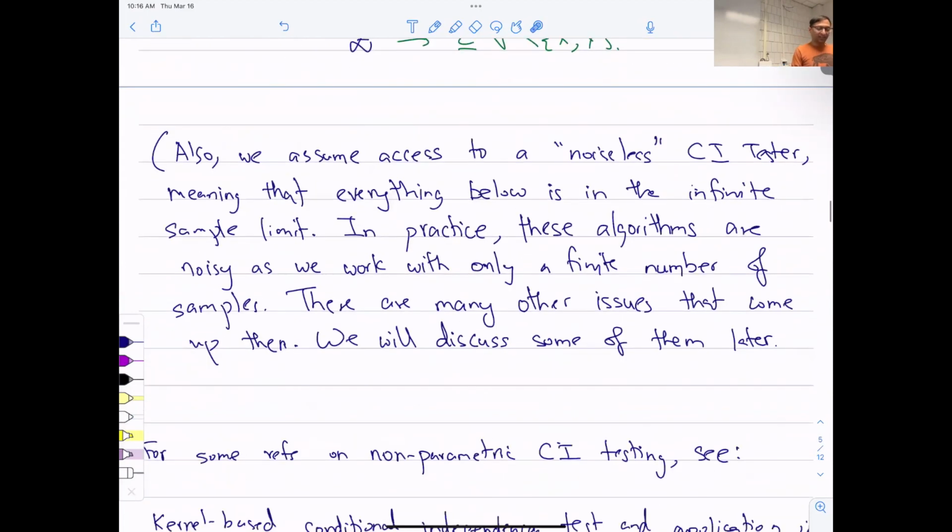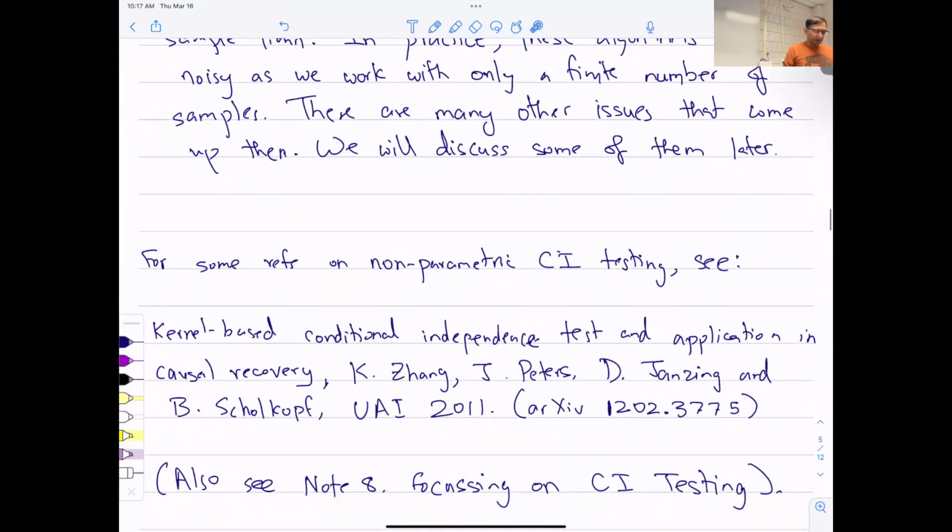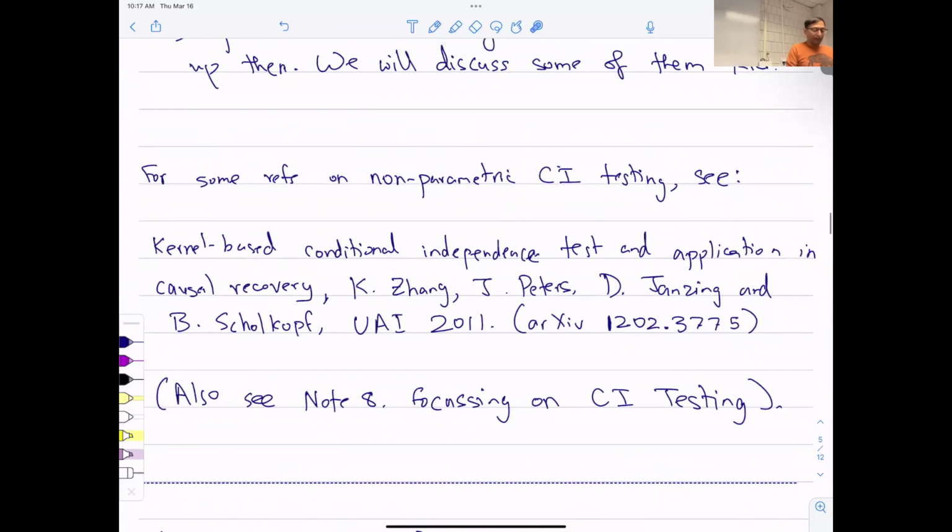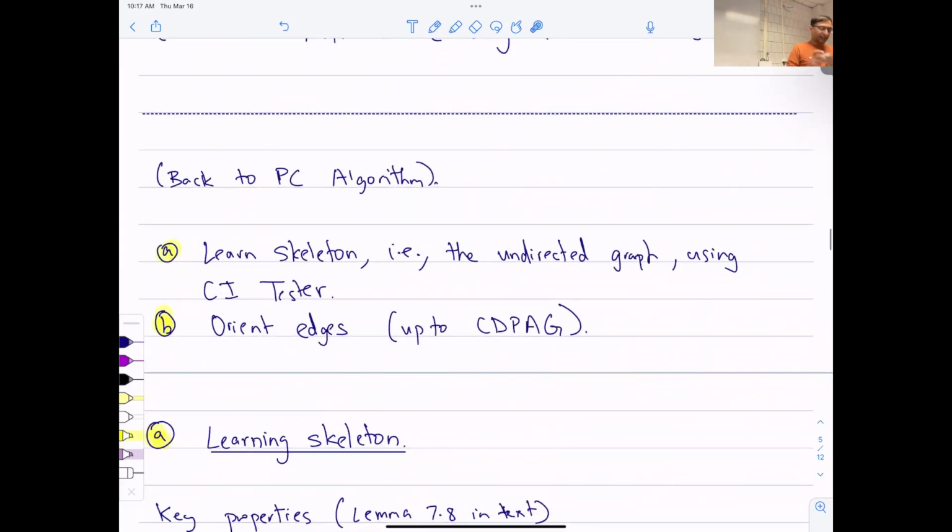In practice, these algorithms are noisy, and faithfulness is a huge issue because of the noisiness. But these are practical issues. If you want to read more about non-parametric CI testing, I've put one reference here, a kernel-based test, but we're going to actually discuss this algorithm and several others in an hour, which is what Note 8 is. Note 8 is just CI testing, essentially. Okay, let's get back to the PC algorithm.